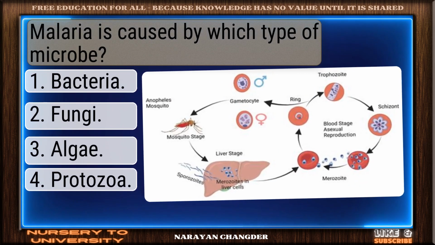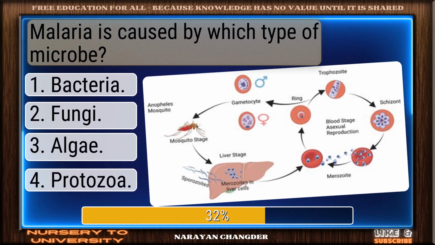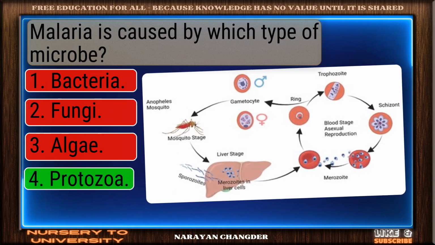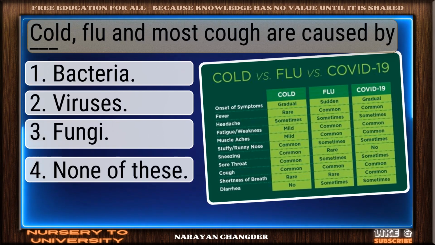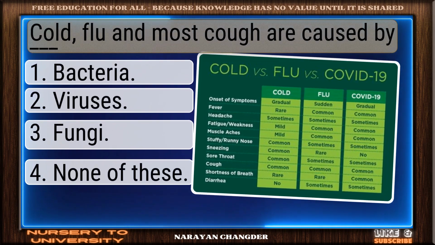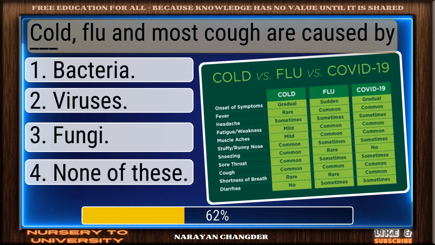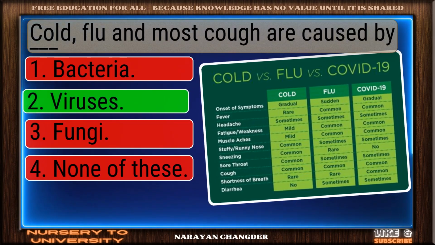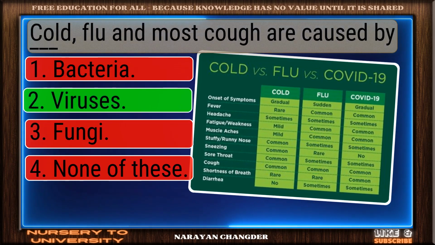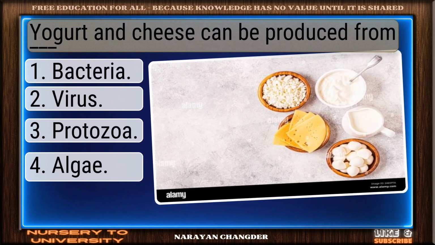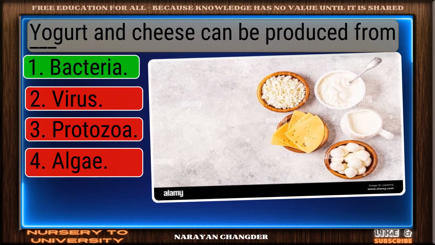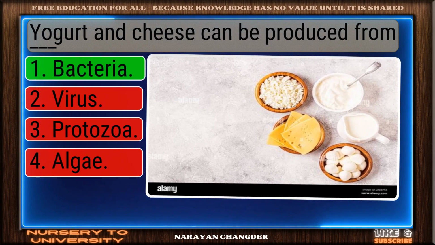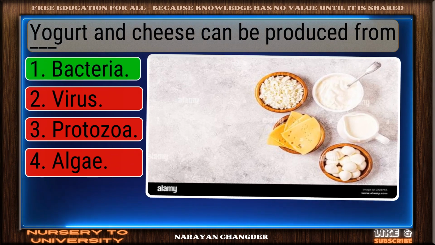Malaria is caused by which type of microbe? Well reasoned. Protozoa is the correct choice. Cold, flu, and most cough are caused by dash. Well picked. Viruses is the correct answer. Yogurt and cheese can be produced from dash. Strong choice. Bacteria is the right answer.